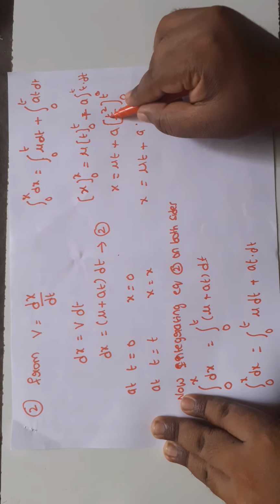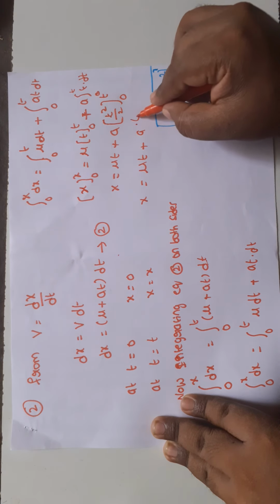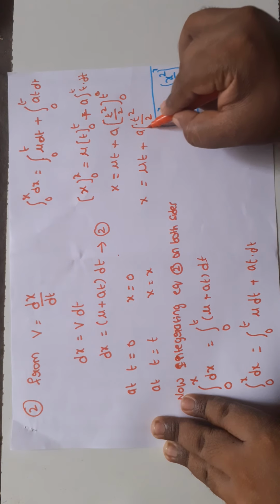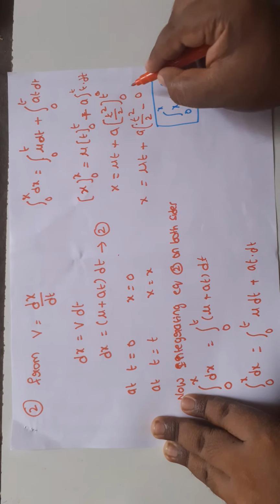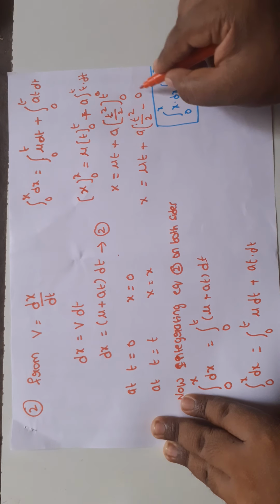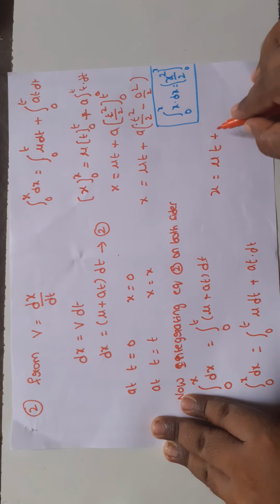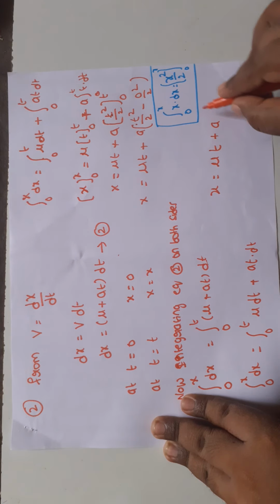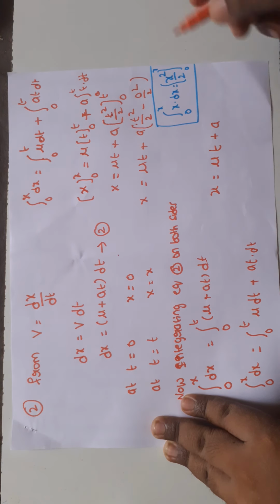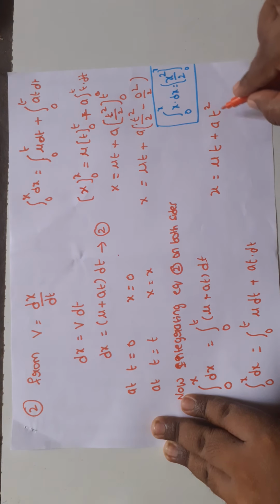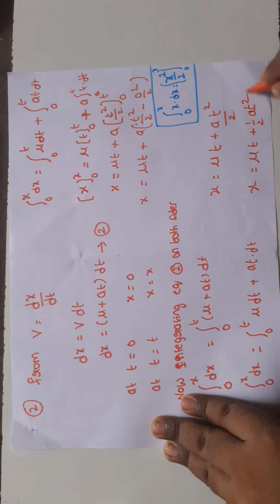Substitute the limit: in case of t, upper limit t square by 2 minus lower limit, substitute lower limit 0 square by 2. So x equals ut plus a into, here the term will be 0, so at square by 2. This equation is also written as x equals ut plus 1 by 2 at square.